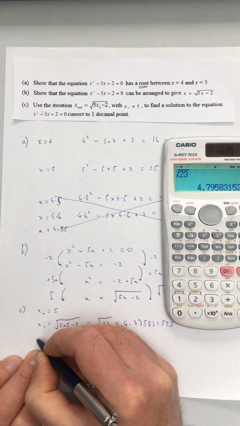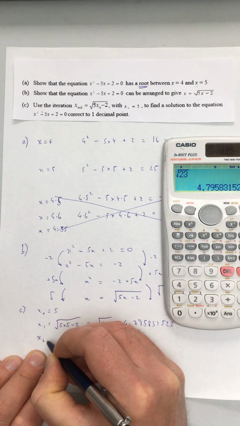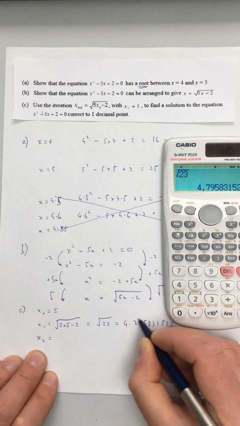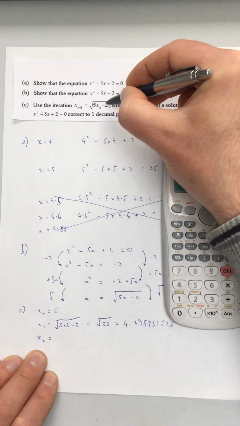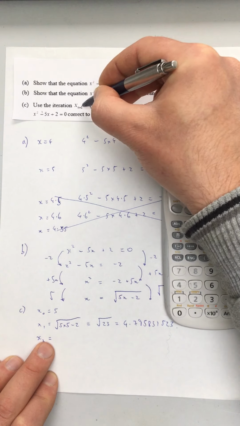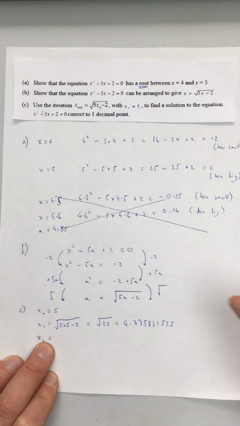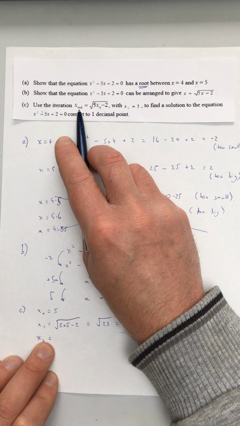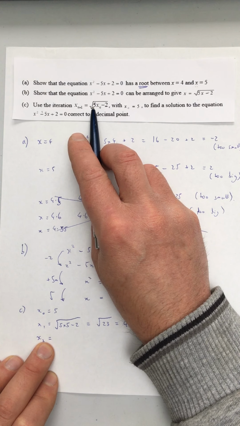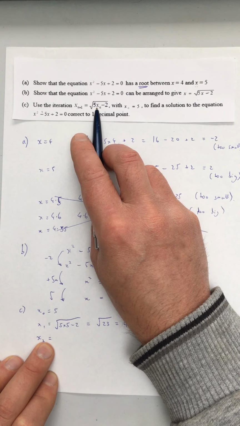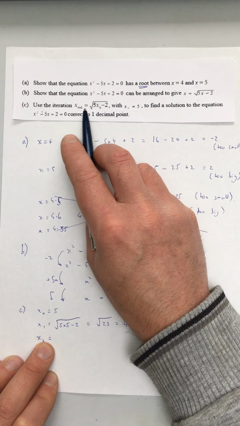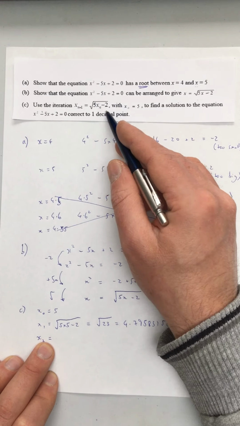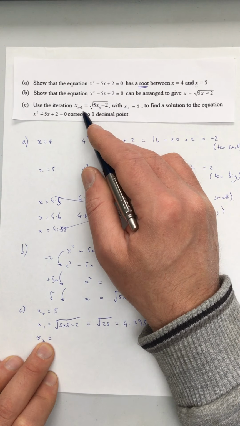Okay, x2. Then to work out the next one, we're going to use that figure in this formula again to work out x2. So perhaps I should have said this earlier. This formula is saying to work out the next term, xn plus 1, you do 5 times the previous term, take away 2, and then you take the square root.